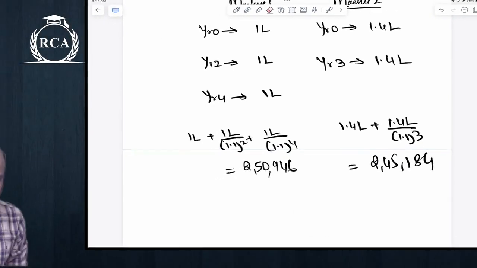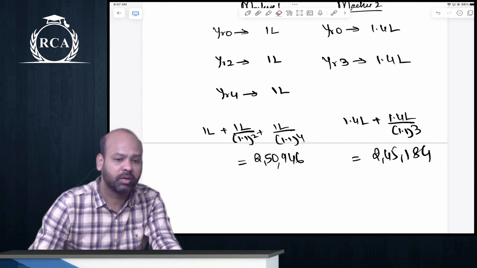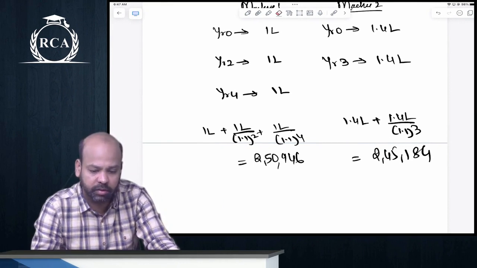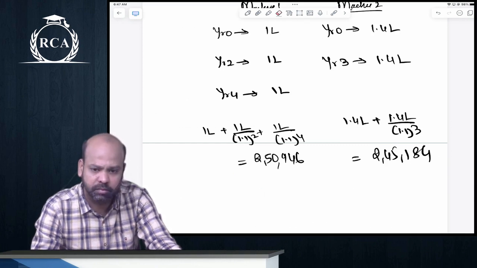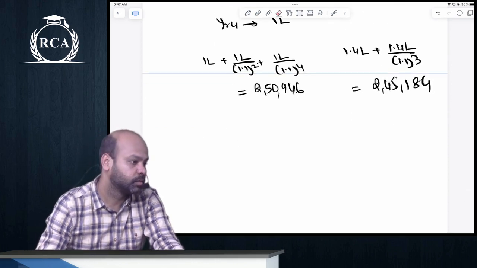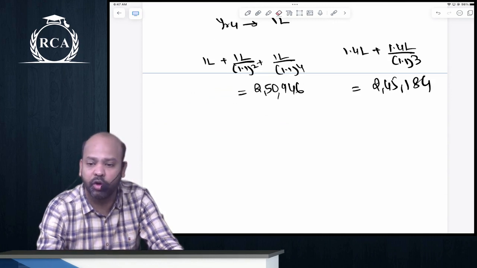Write it here, guys: machine 2 is cheaper, machine 2 has a lower cost. What happened, Gurdeep? Any doubt? Sure. Are we all done with this, guys? Next, beta.